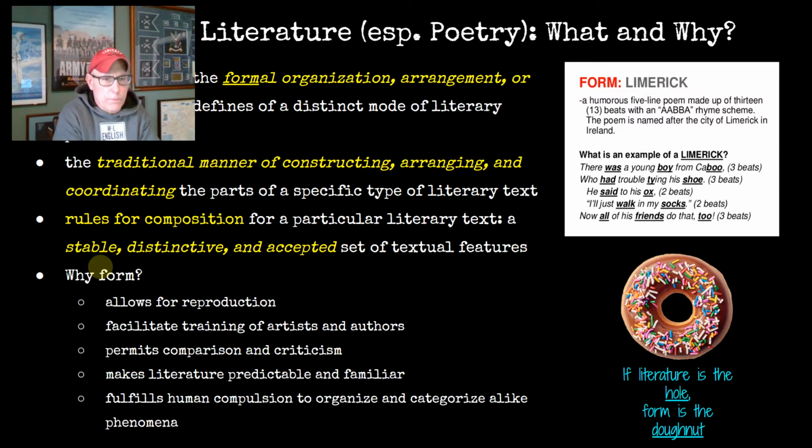Forms also allow poems to be compared. So if someone wrote a haiku and another person, a literary critic, wanted to compare that haiku to a different one, the amount of compliance to the rules of haiku could be one of those things that the critic made a judgment about. Form makes literature predictable and familiar.